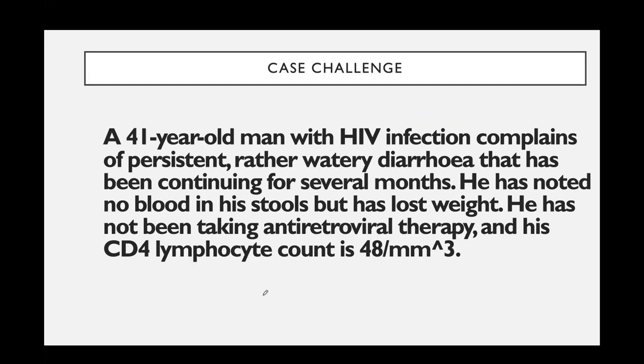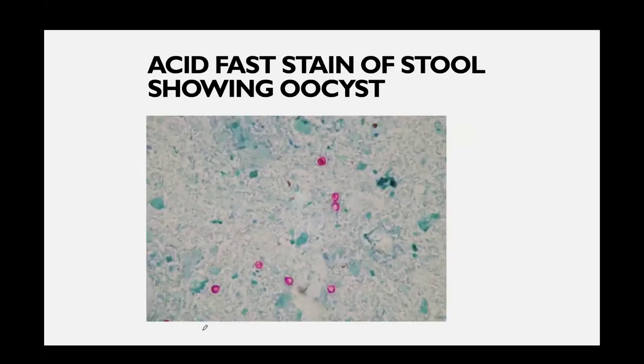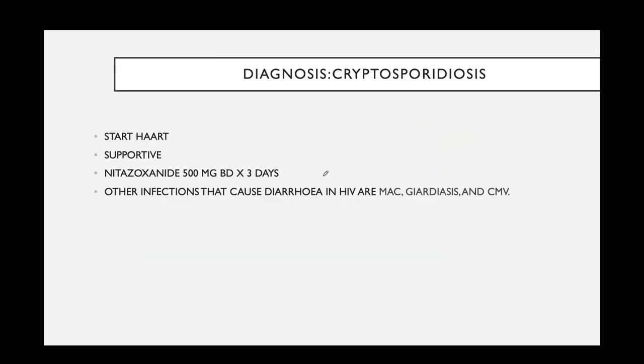Here is another case. 41-year-old man with HIV infection complains of persistent, rather watery diarrhea that has been continuing for several months. He has noted no blood in his stool but has lost weight. He has not been taking antiretroviral therapy. His CD4 lymphocyte count is 48, less than 50. Guess what it is? The stool is showing oocysts in acid-fast staining. 3, 2, 1. Guess what it is?